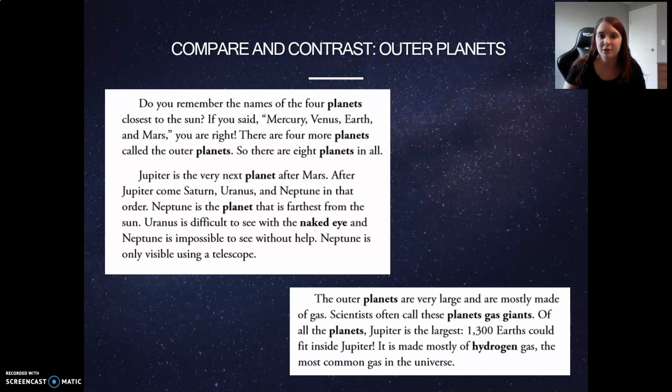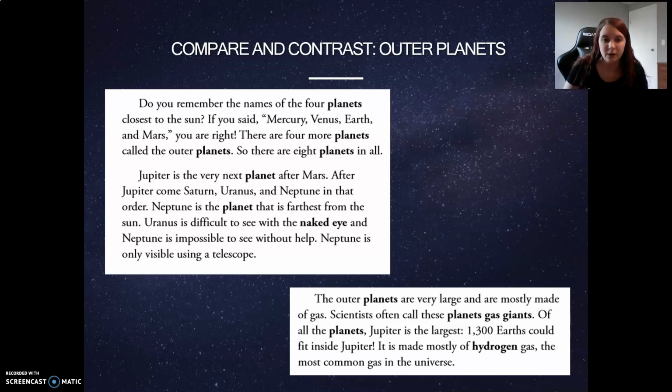Do you remember the names of the 4 planets closest to the sun? If you said Mercury, Venus, Earth, and Mars, you were right. There are 4 planets called the outer planets. So there are 8 planets in all. Jupiter is the very next planet after Mars. After Jupiter comes Saturn, Uranus, and Neptune in that order. Neptune is the planet that is farthest from the sun. Uranus is difficult to see with the naked eye, and Neptune is impossible to see without help. Neptune is only visible using a telescope.